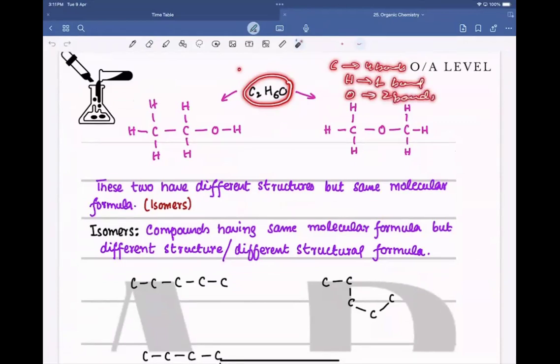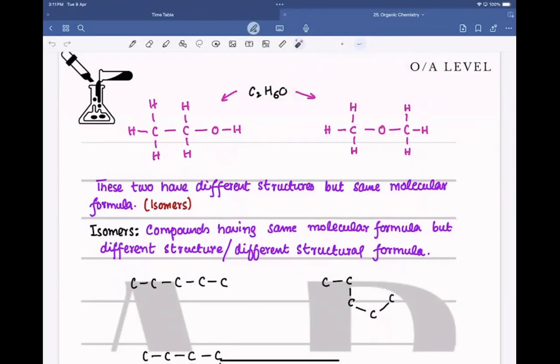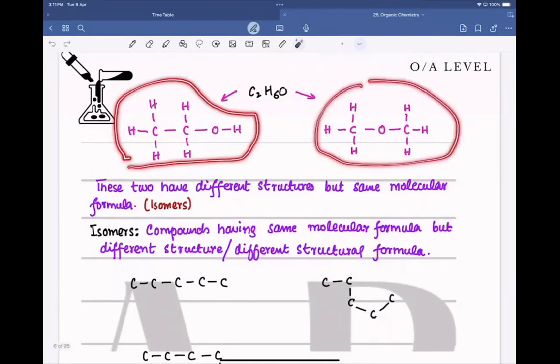So whenever I make a structure of this formula, I have to make sure that every carbon which is drawn has 4 bonds, every hydrogen has 1 bond, and every oxygen has 2 bonds. Is this understandable? So on the basis of that, if you try, we will get one displayed formula and the other one this displayed formula.